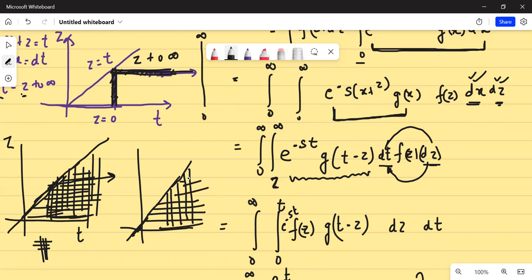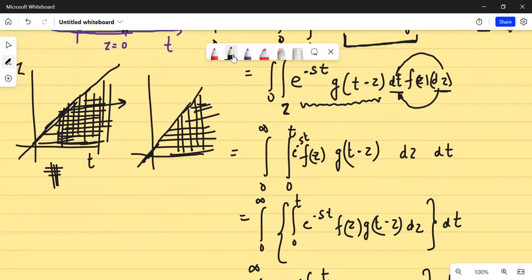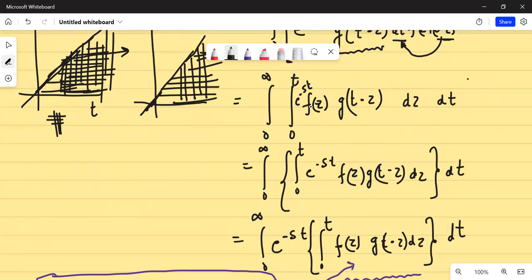So again, the area of integration is the same, so it is not going to matter. We can change the order of integration. If I want to change the order, then instead of dt dz, I will write dz dt, but I have to change the limits accordingly. So your t varies from 0 to infinity, your z varies from 0 to t. And it will be e to the power minus st f(z) g(t minus z) dz dt.